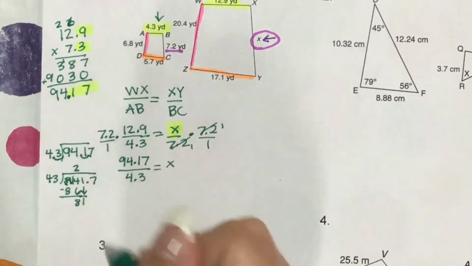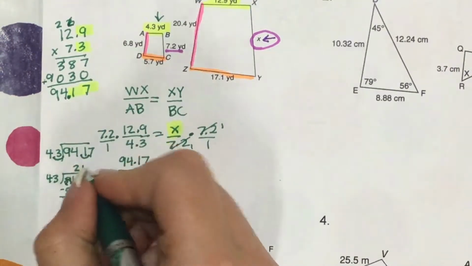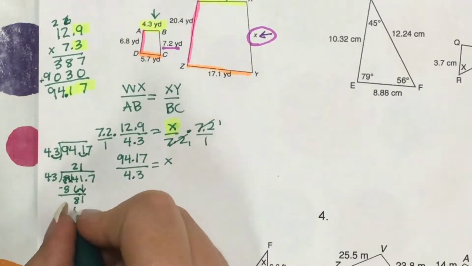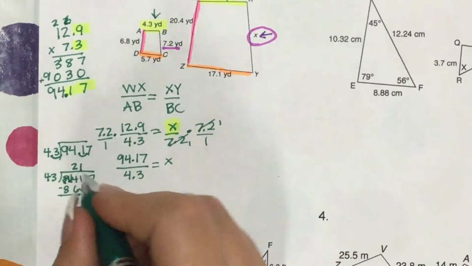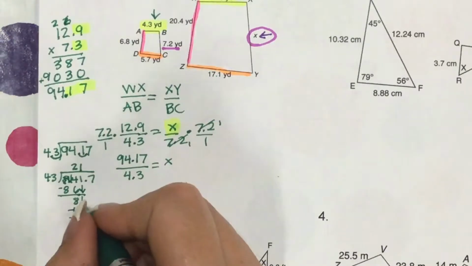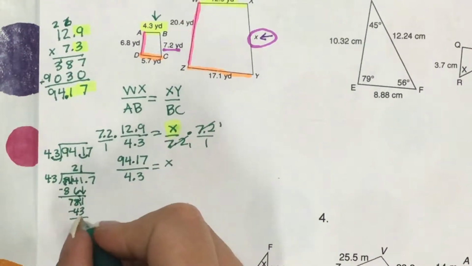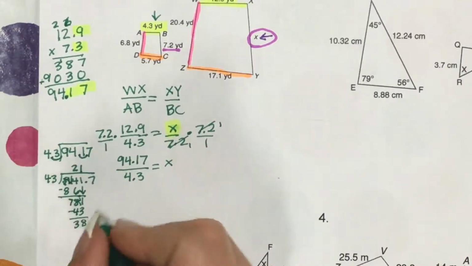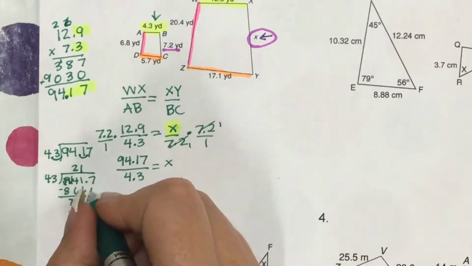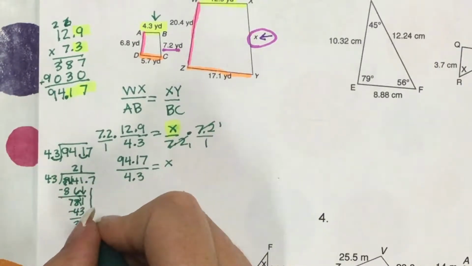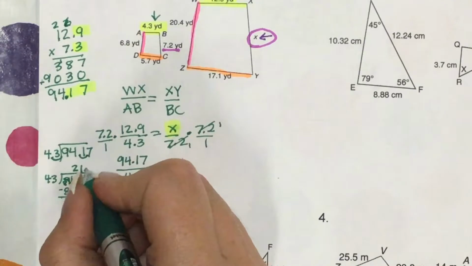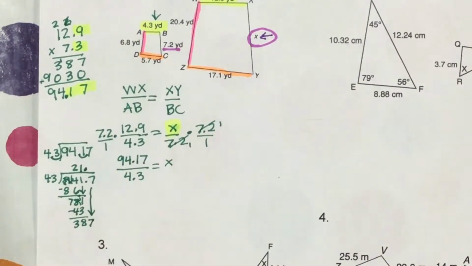So that means 43 goes into 81 one time. 1 times 43 is 43. And then I'm going to have to borrow from the 8, making that a 7. That's going to be 11. 11 take away 3 is 8. And then 7 take away 4 is 3. And I'll have to drop this 7 down, and then put the decimal there. Now I need to figure out how many times 43 goes into 387.